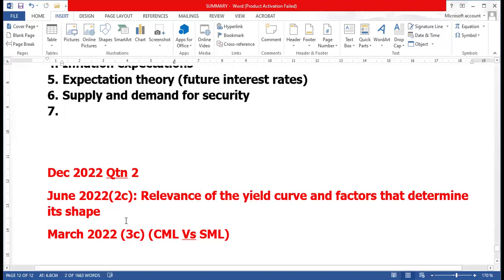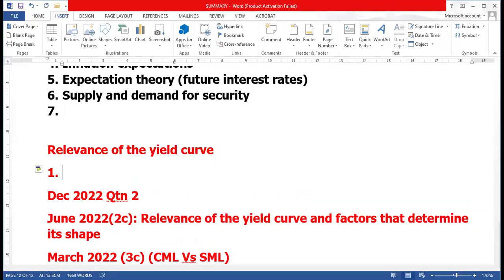But on relevance, you look at issues like predicting future interest rates. As point number one, it is easy to forecast the future interest rates. It helps in forecasting the future interest rate. Very key.